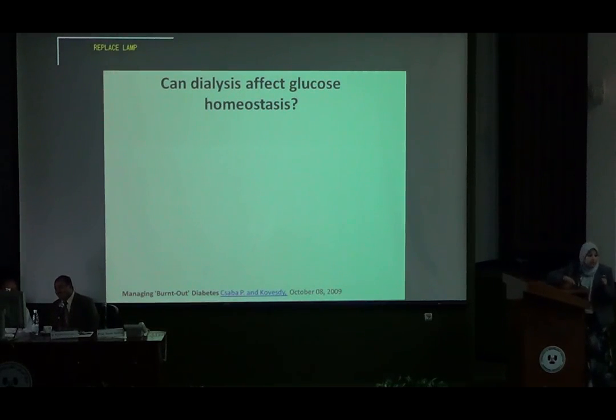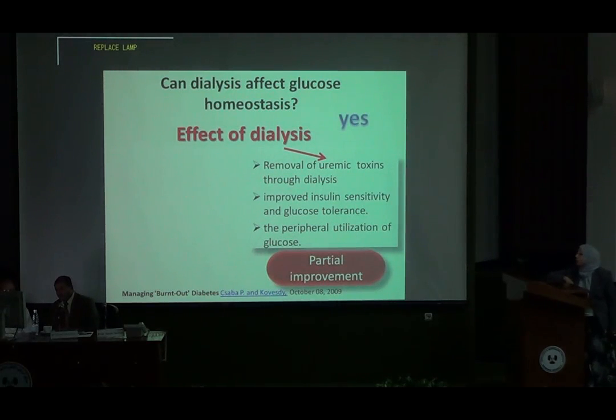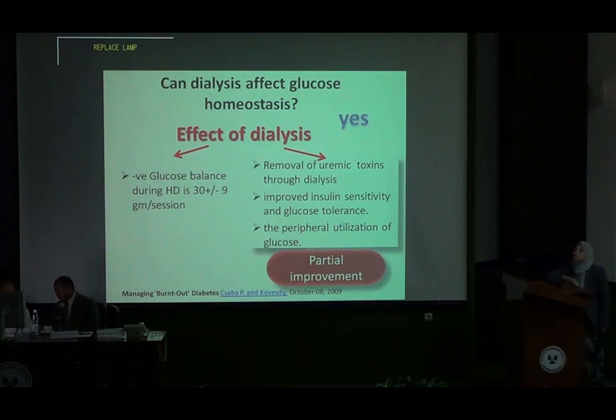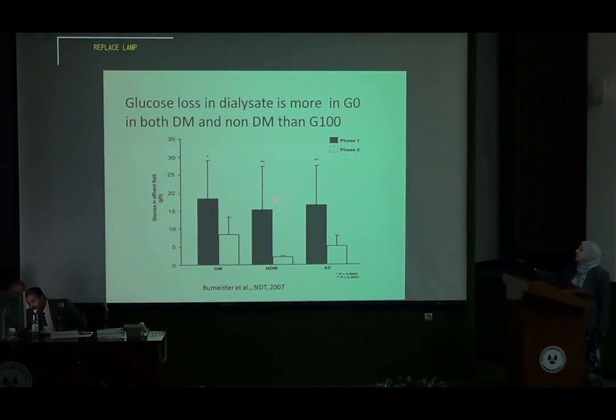Can dialysis affect glucose homeostasis? The answer is yes. How? Removal of uremic toxins through dialysis will improve insulin sensitivity and glucose tolerance, and also increase peripheral utilization of glucose. But this is actually a partial improvement. On the other side, during hemodialysis with glucose-free dialysate, there is a loss of 30 grams plus or minus 9 in every session.